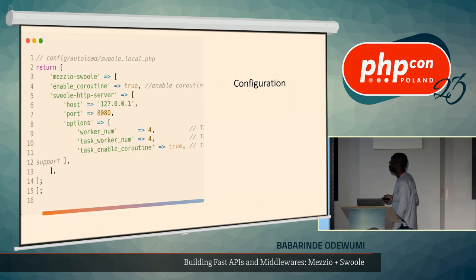So you can define what your server will look like: the host, the port it will use, the number of web workers that you want to have, and the number of task workers that you want to have. And you have task enabled routines.